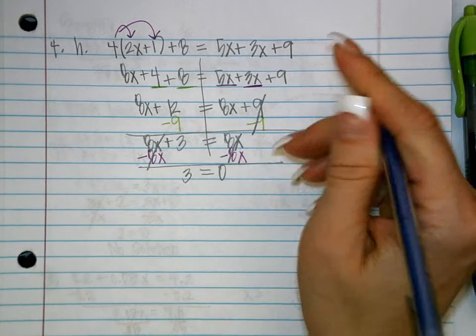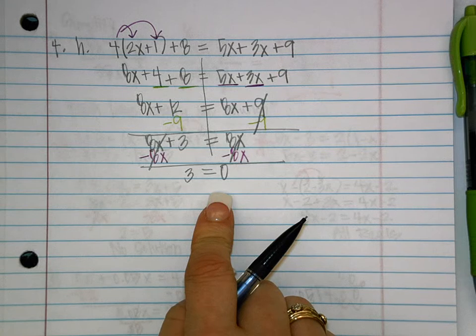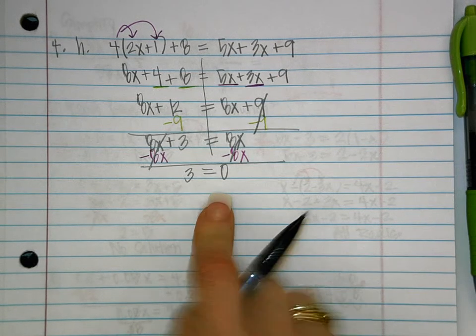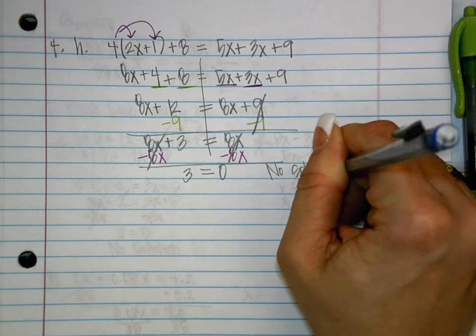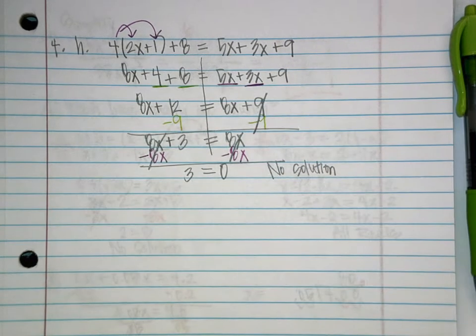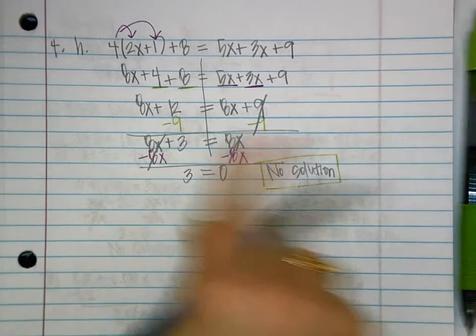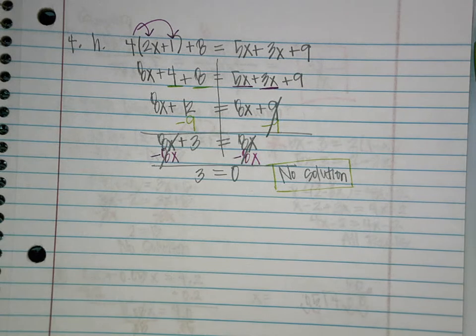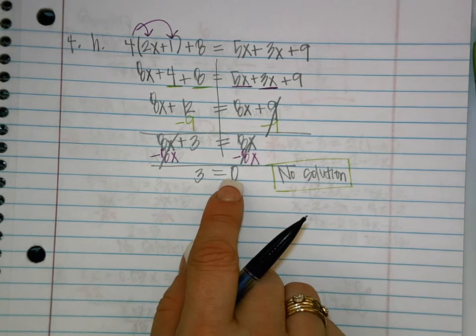What does it mean if I get a number equals another number and it's not the same thing? What does that mean? That means no solution. Okay? That means no matter what number you plug in for x. Because remember, we're really just figuring out what does x equal. It means no matter what you plug in for x, this equation is never going to work. Okay, remember, if you get a whole number equals the same whole number, that means infinite solutions. You will get some of those, okay?